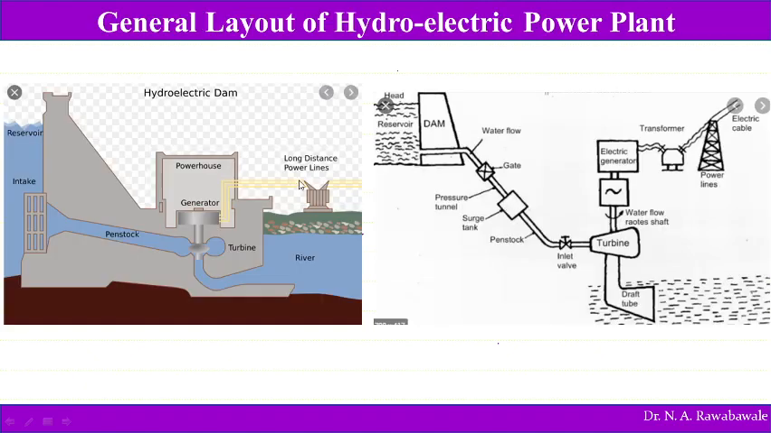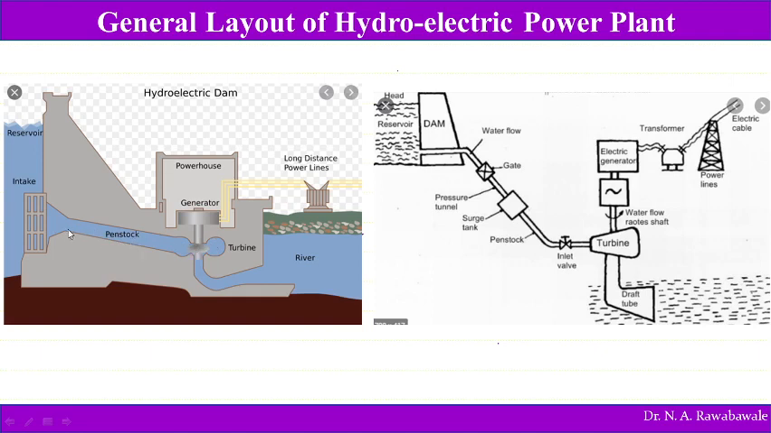Now we can see one example here. This is a dam, and in this dam water is stored in a reservoir. This water is passed through this intake gate into a penstock. This pipe is known as a penstock. Then this water is passed into the turbine.